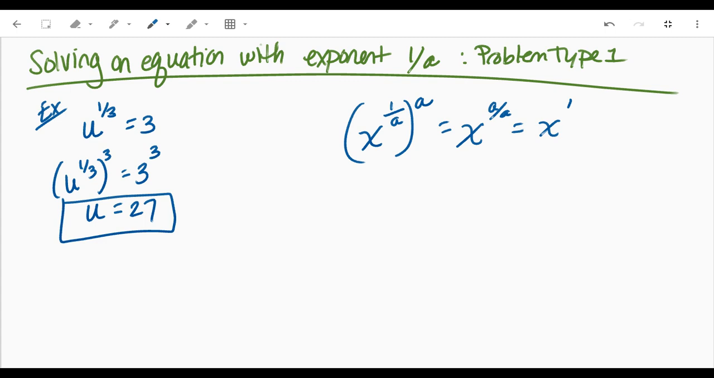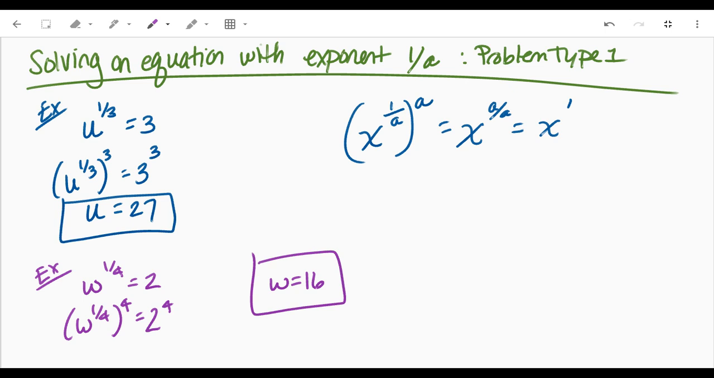Let me get another one here. So the next one, pretty similar. W to the 1/4 is 2. So we'll take everything to the 4th power. That W is 16. And that's it. Those are pretty straightforward. We'll get another one then.